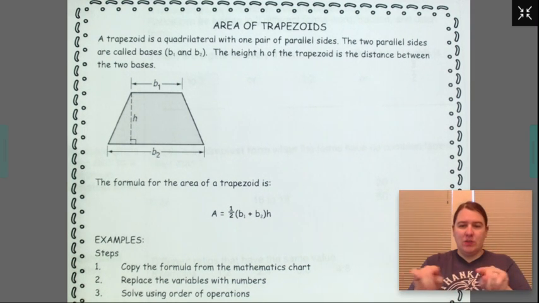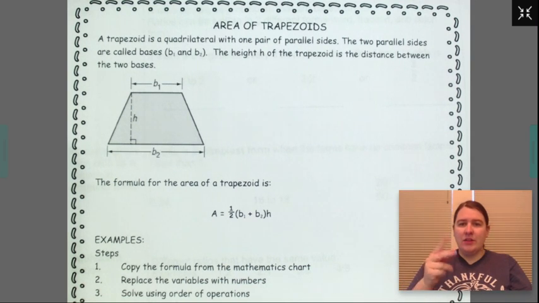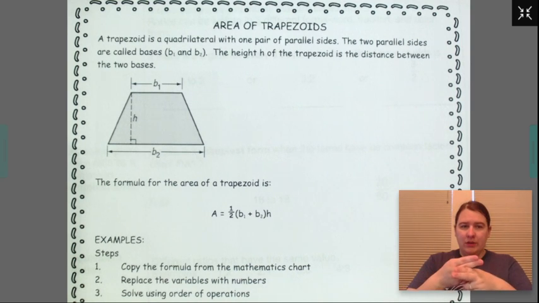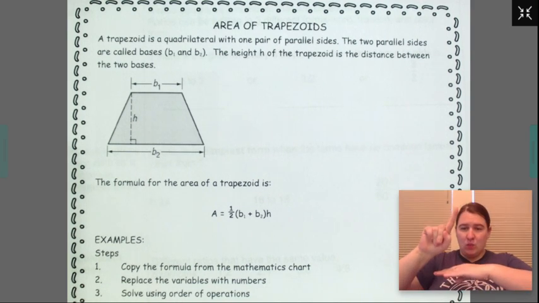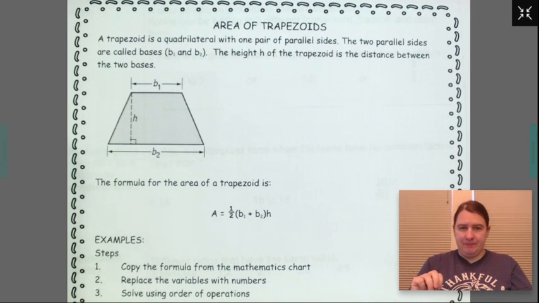Okay, so a trapezoid is a quadrilateral with one pair of parallel sides. The two parallel sides are called bases. So we have base 1 on the top, base 2 at the bottom.